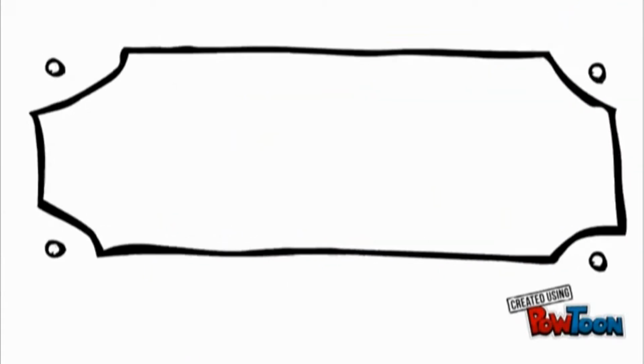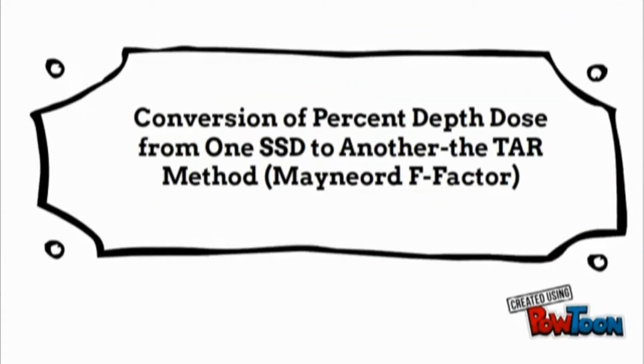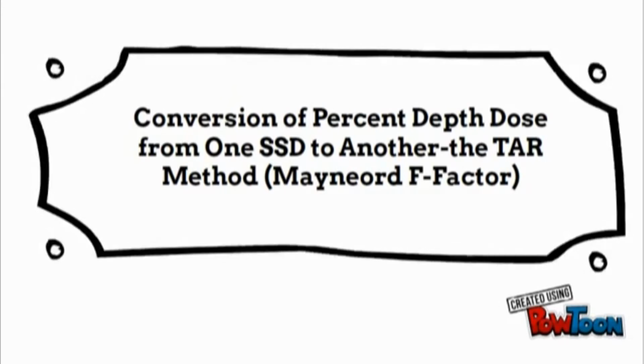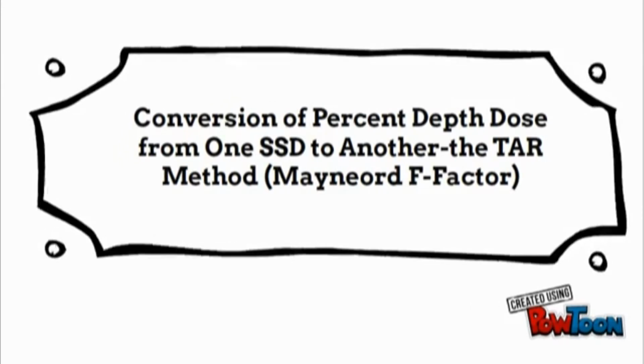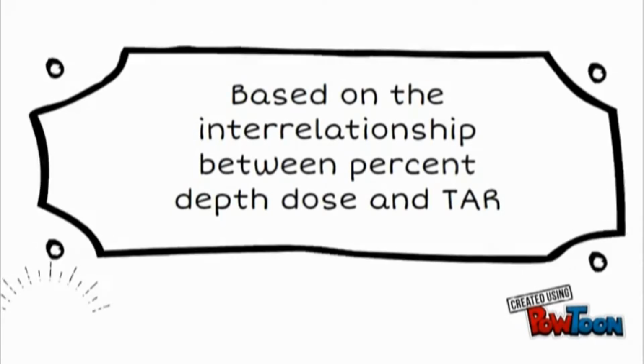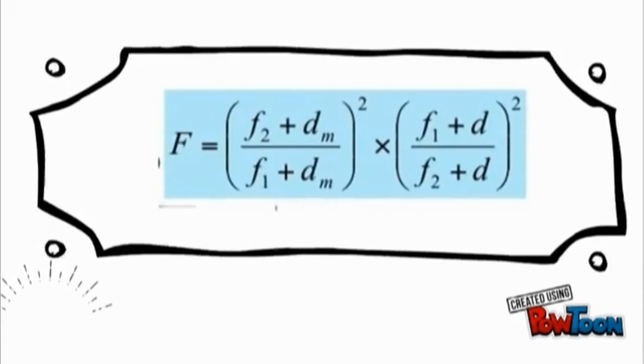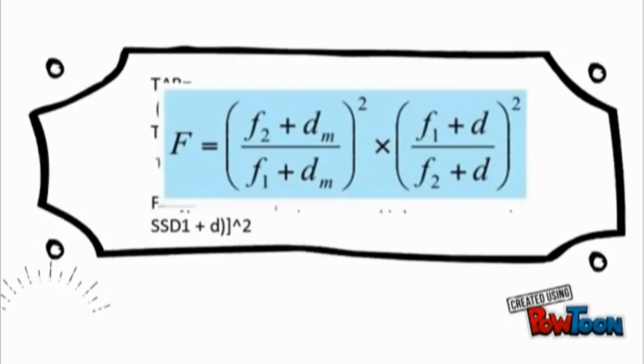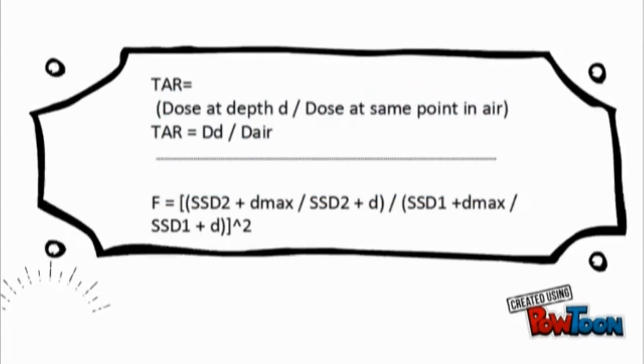Conversion of percent depth dose from one SSD to another, the PAR method, is called the Mayneord F factor. It is based on the interrelationship between percent depth dose and PAR. So this is the formula for PAR and F.